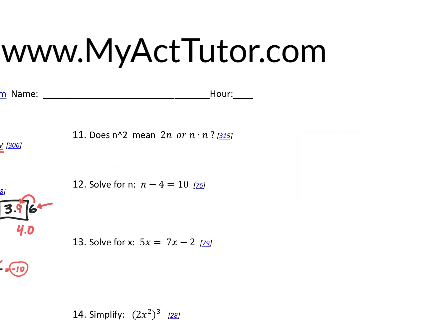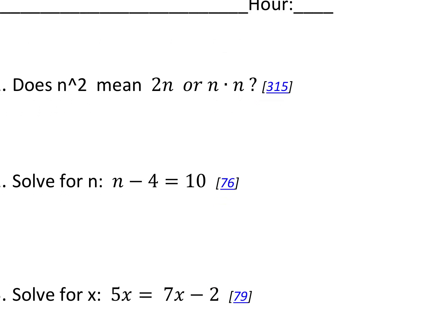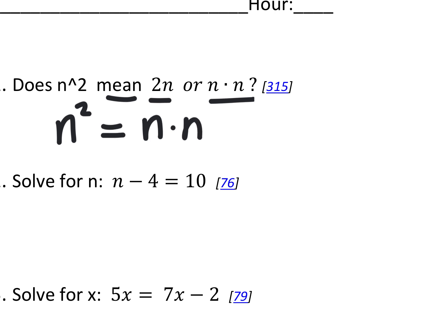Okay, for skill 315, n to the power of 2. The way we would say that is n squared. Does that mean 2n or n times n? I do see this struggle for some kids. They see a 2 there, they see an n, and they're thinking, isn't that the same as 2n? Nope. This n squared means n times n. And that's really important for you to understand.